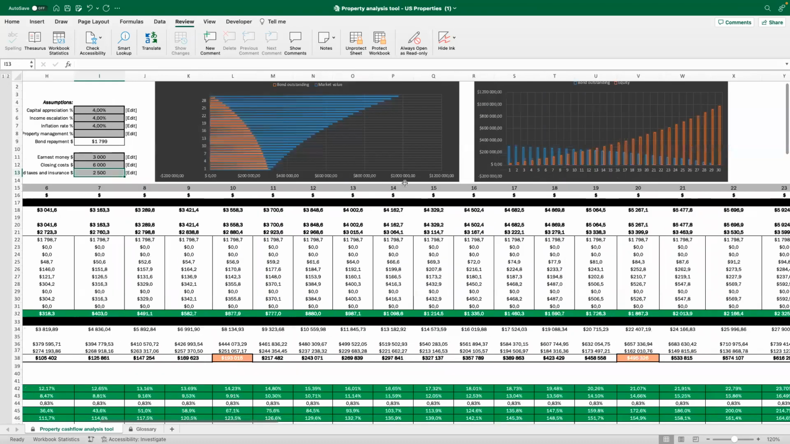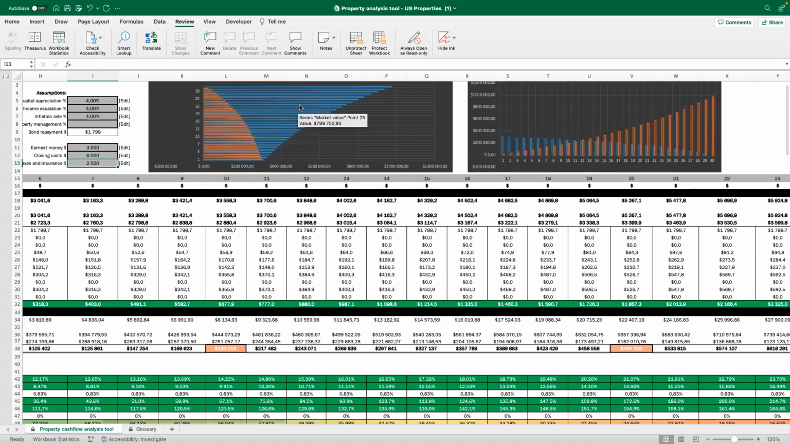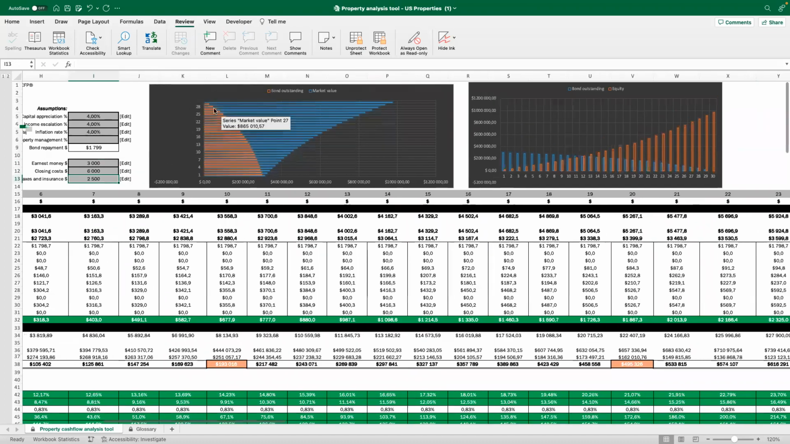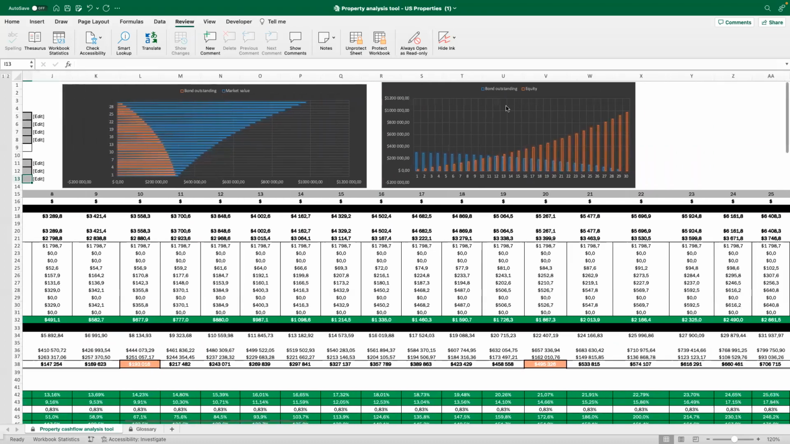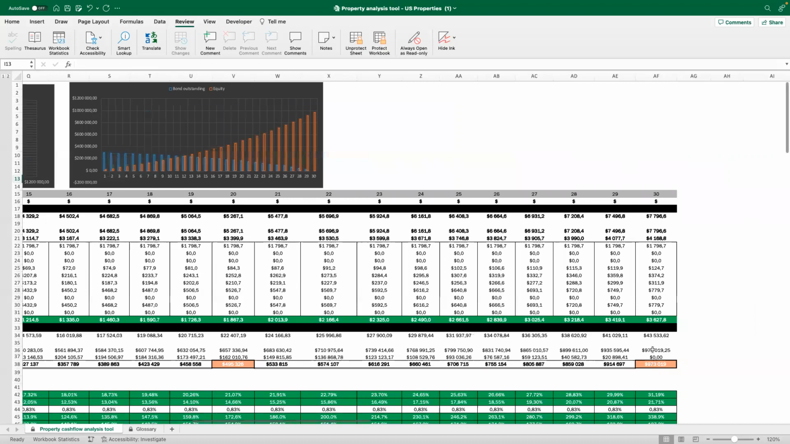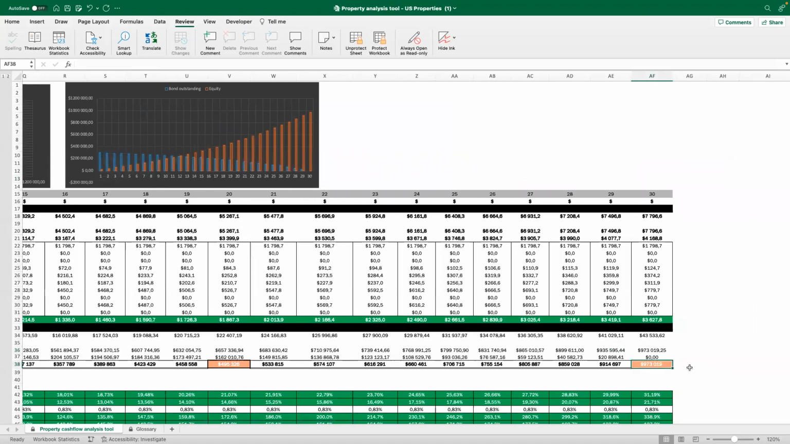There's a few other graphs over here. This is just the outstanding bond or mortgage, and the market value of this property. As you can see, the outstanding bond starts to come down as time goes by, and you'll see the outstanding bond over here starts to reduce, and the equity starts to increase quite significantly. So you can see there's a large amount of equity, which is taken from over here. Your mortgage is paid off.